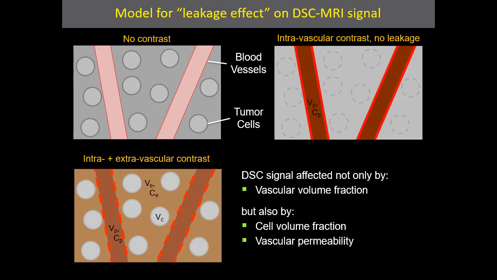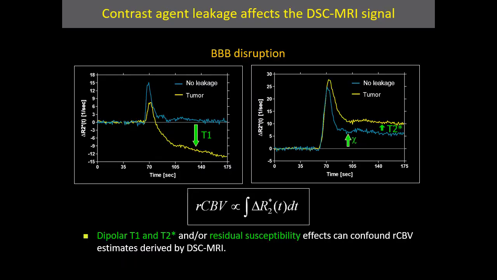and vascular permeability. And in this case, the relaxivity versus time curves no longer return to baseline like they do in classic tracer kinetics, but they'll extend below or stay above the baseline depending upon whether T1 or T2* effects predominate. And so clearly the relative cerebral blood volume estimates, which are proportional to the area under the relaxivity time curve, will be impacted.